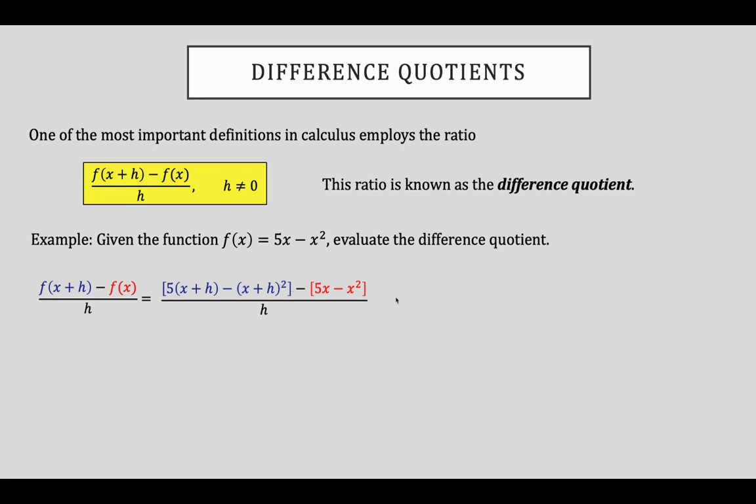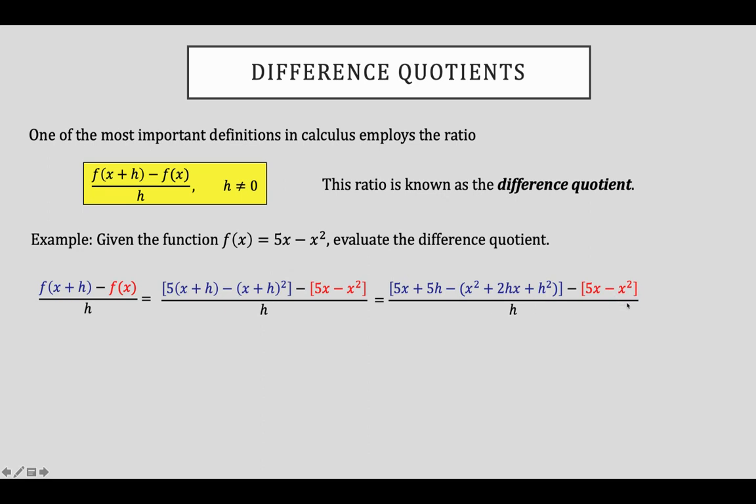Now all we have to do is the algebra to simplify this out. Start off, we can distribute this 5 into the x plus h. That would give us 5x plus 5h minus the quantity of x plus h quantity squared. Well, x plus h quantity squared means x plus h times x plus h, which we need to FOIL out into x squared plus 2hx plus h squared. So we have 5x plus 5h minus parentheses x squared plus 2hx plus h squared minus 5x minus x squared, all divided by h.